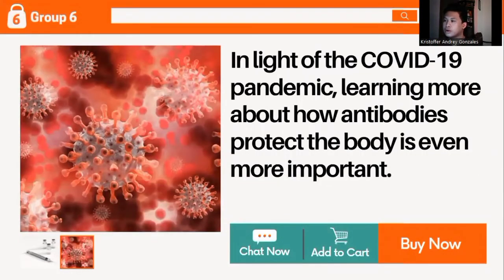In light of COVID-19 pandemic, learning more about how antibodies protect the body is even more important. If we know the importance of the vaccine and how it is used, we'll not be afraid to get the vaccine like COVID-19 vaccines.